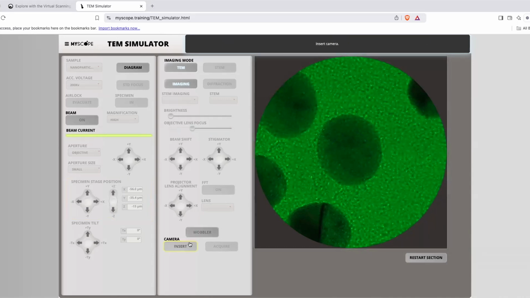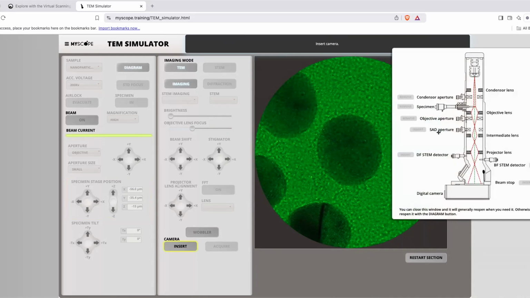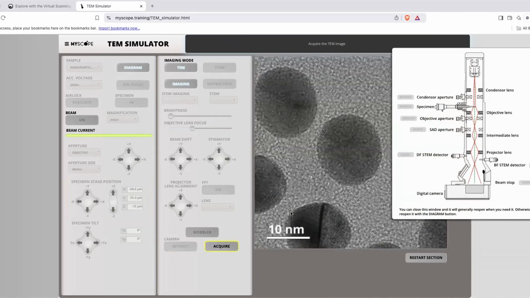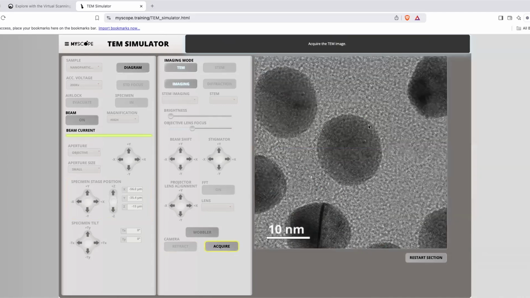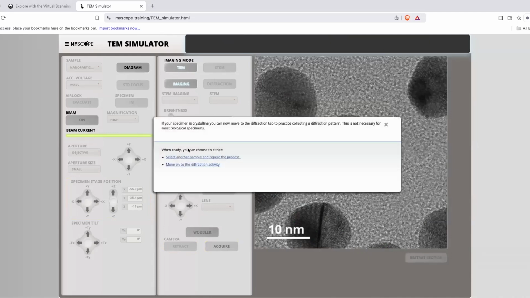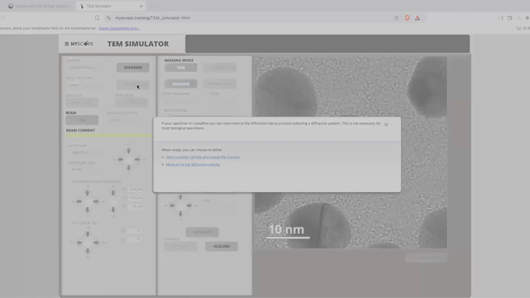Okay, maybe this is it. Now go to the diagram here, and you want to insert the camera. So we are in this place. The camera is inserted, as you saw. Now we can take the image. If you want, you can acquire this image, and let us download it somewhere.